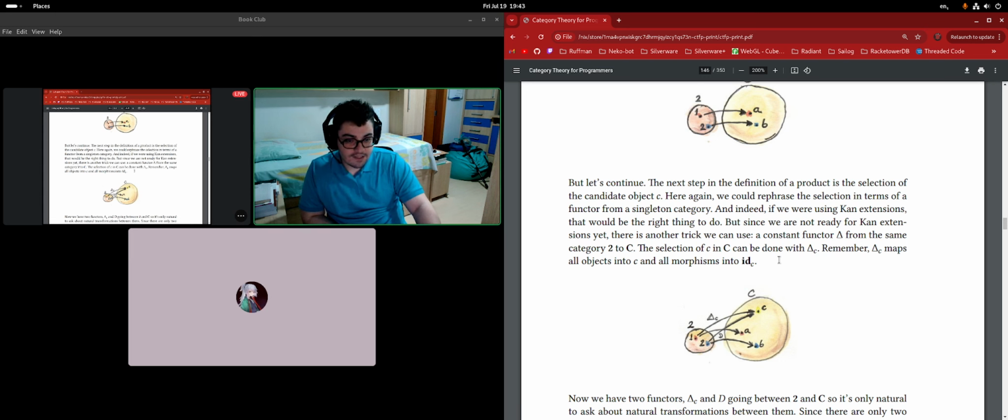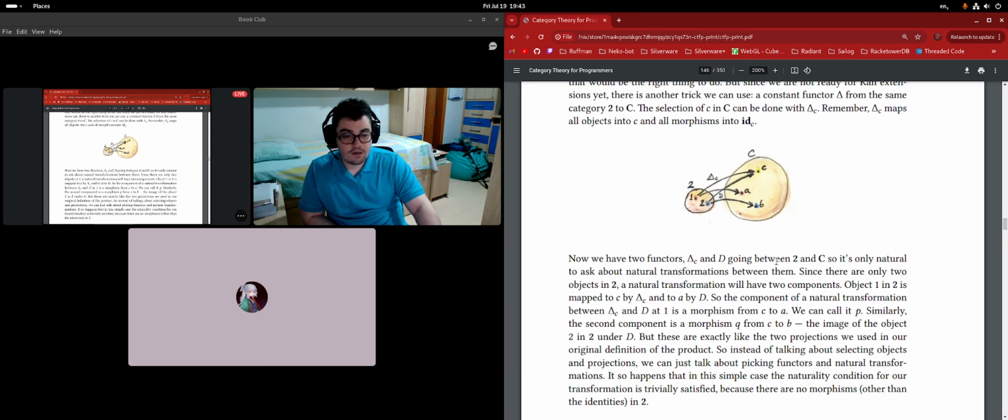Remember, delta C maps all objects into small c and all morphisms to identity of C. So now we have two functors, right? We have the original one that talks about the objects A and B, and we have a constant functor that maps all the objects to little c.